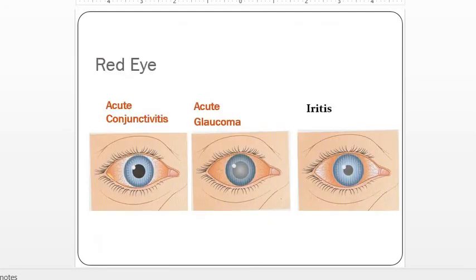So let me tell you the difference. In acute conjunctivitis, you can see the reddening in the corners of the eye, that is in the peripheral regions, whereas in acute glaucoma, the reddening includes the whole surface of the eye, whereas in iritis, it is mainly focused towards the lens and it fades in the peripheral areas. So these are the differences between the reddening of the eye in acute conjunctivitis, glaucoma, and iritis. Hope you got it.